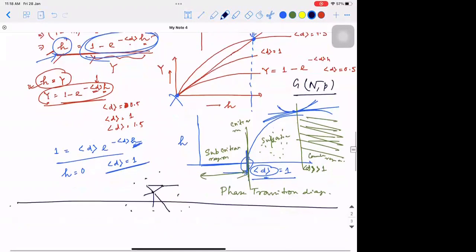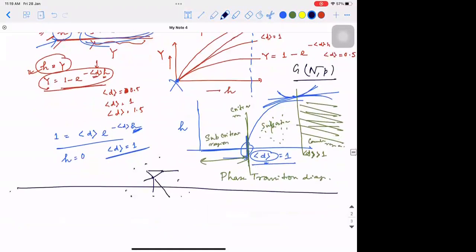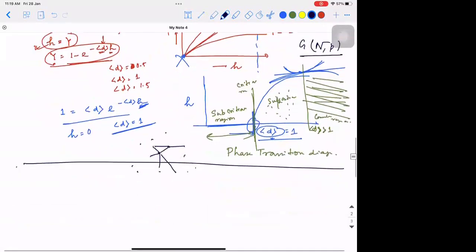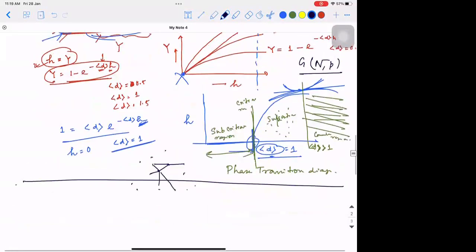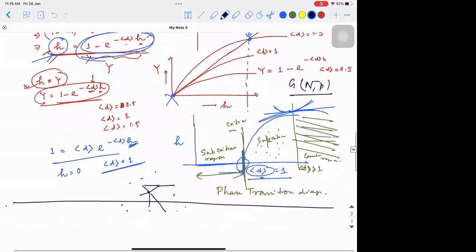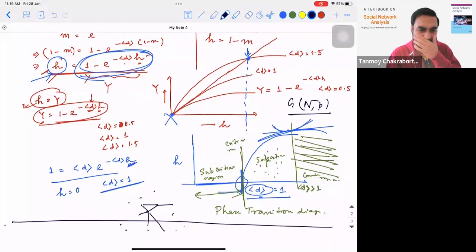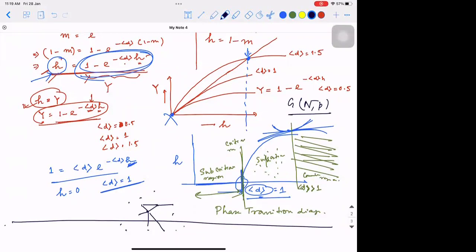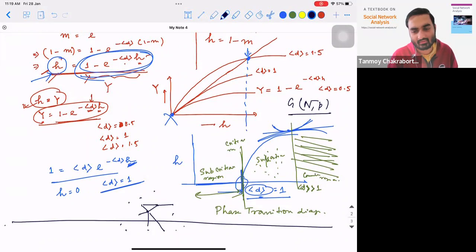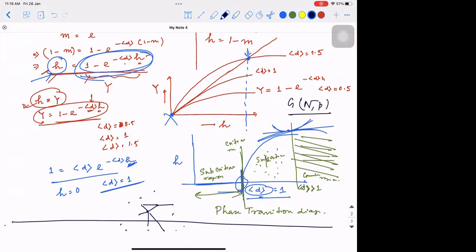Shouldn't we say that the giant component emerges when the degree is strictly greater than 1? At 1, it's a critical point. D equals to 1, and if say D is 1.00001, it will emerge. Yeah, giant component. Okay.